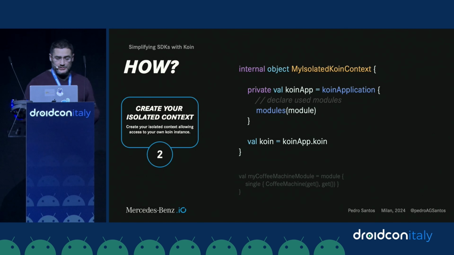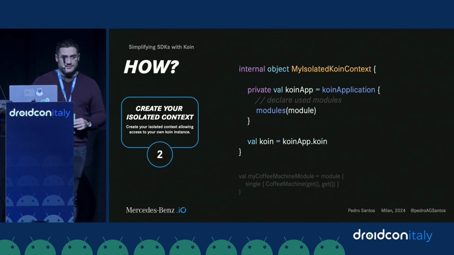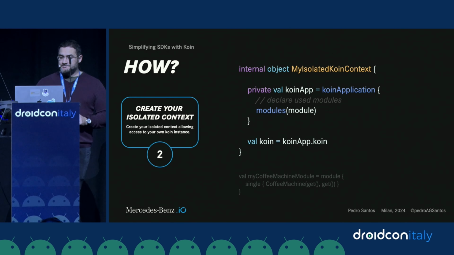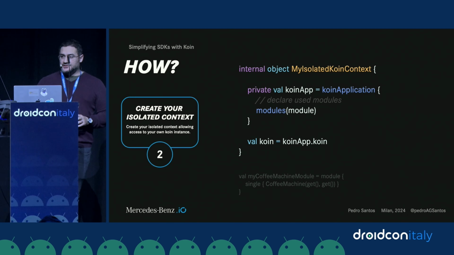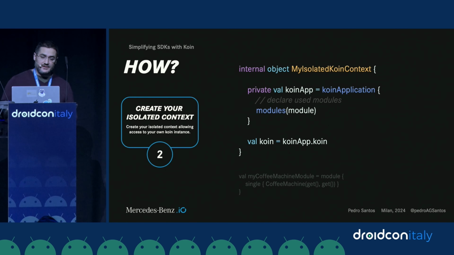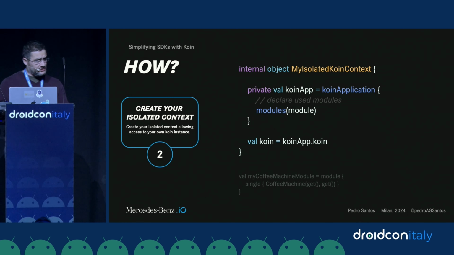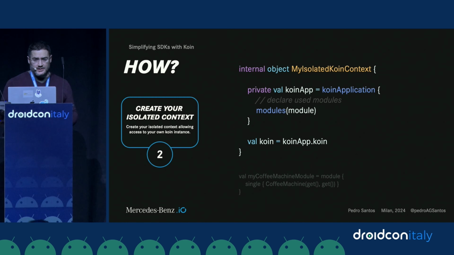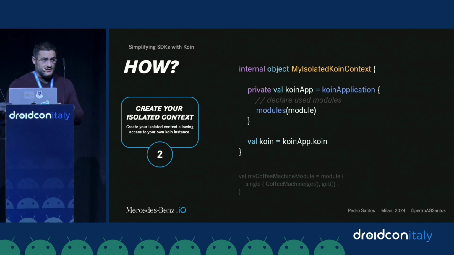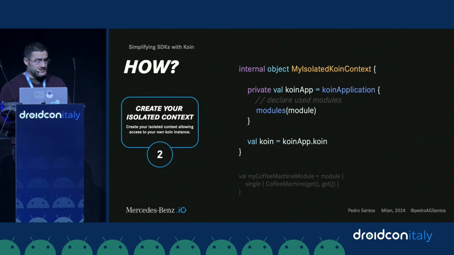Then you will need to declare an isolated Koin context. Okay, and here I'm going to go a bit slower. All right, try to follow this one. The thing is, we need to grab a Koin application and we need to isolate it here. It's private, right? And we're going to load the modules that are inside of your SDK. You put your modules there, fine. And then you will need to have access to this Koin instance, which is kind of like your Koin singleton inside of this isolated context.